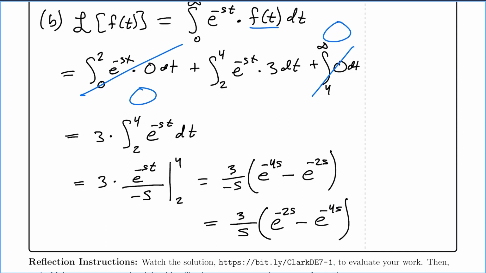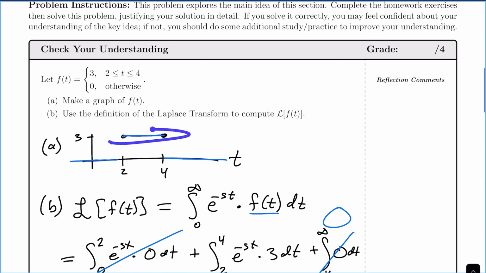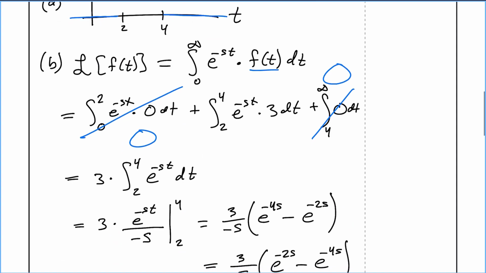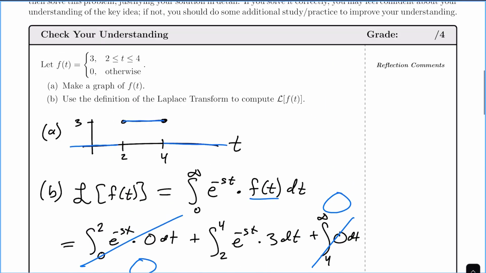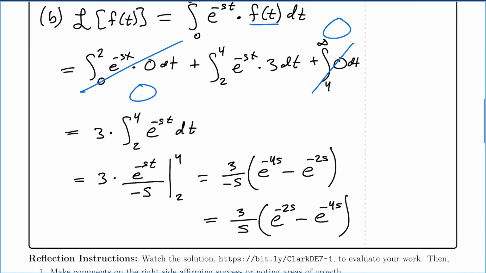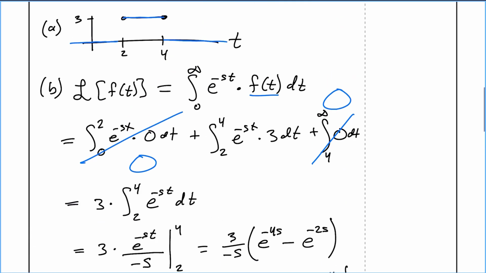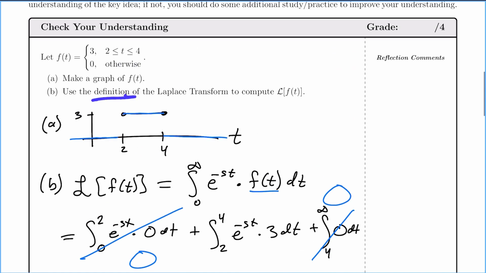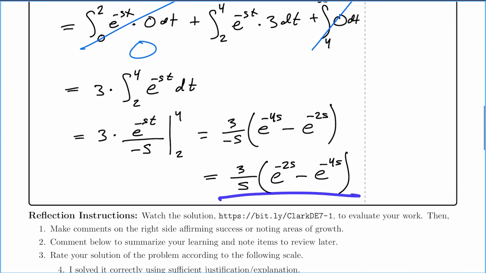And that is the answer. And, getting ahead of ourselves a little bit, you might notice a few things. You see this 3 right here. One interesting thing about that 3 is that it is the height of the function, 3. And then you'll see a 2s and a 4s, and it turns out those are 2 and 4 kind of showing up there. And over time, we'll have a way of computing Laplace transforms like this without using the definition, but this problem was all about using the definition.